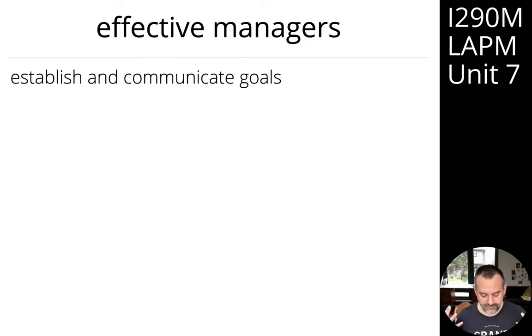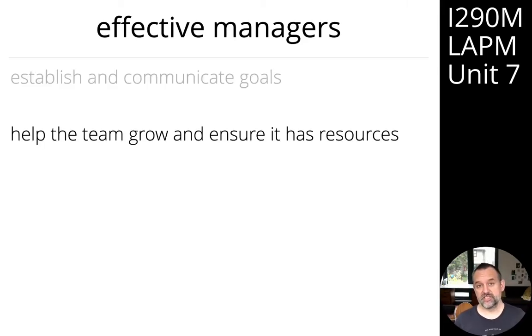So as a manager, it's your job to make sure that your team knows what they're working towards, how to measure whether they're done with that or how far along they are with that, and what they need to actually achieve that. Which brings us to our second point.